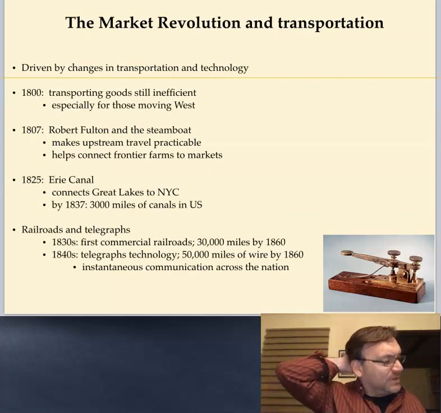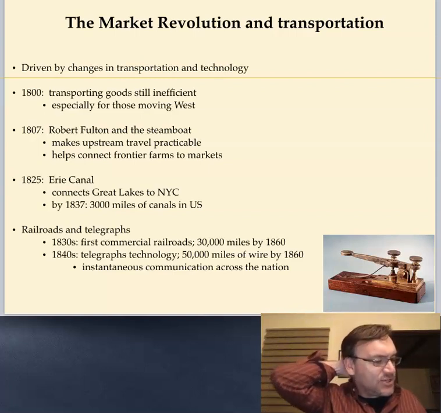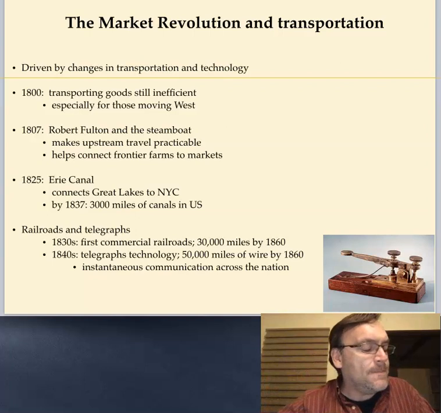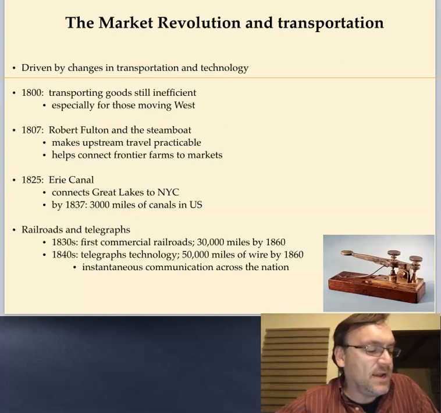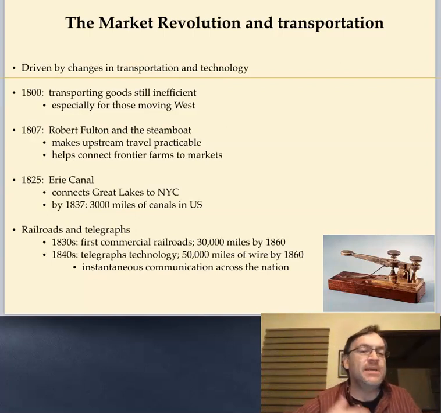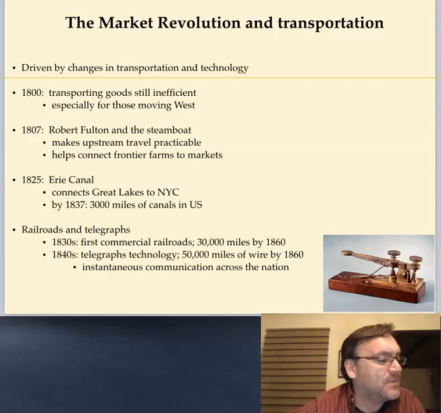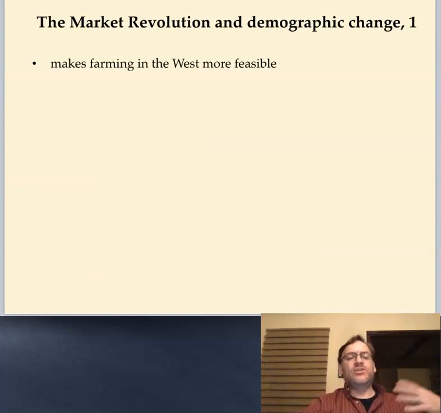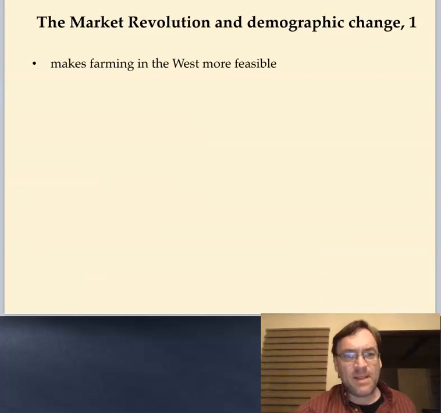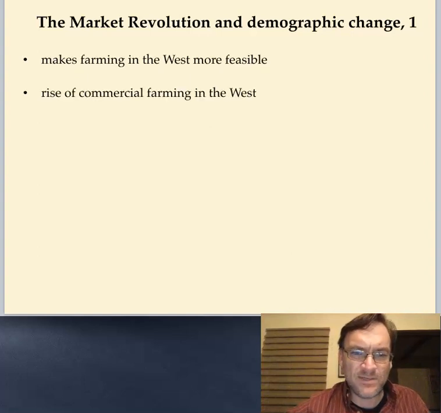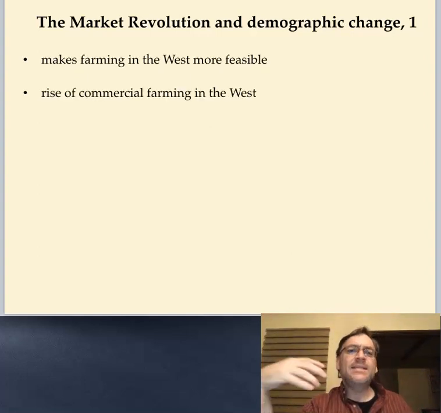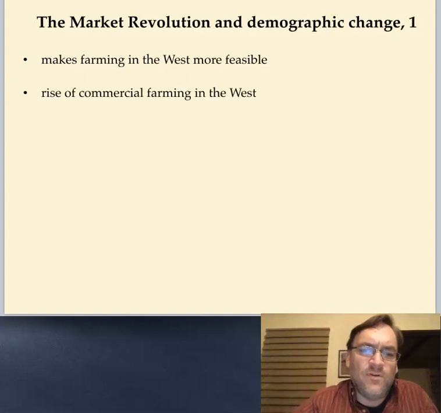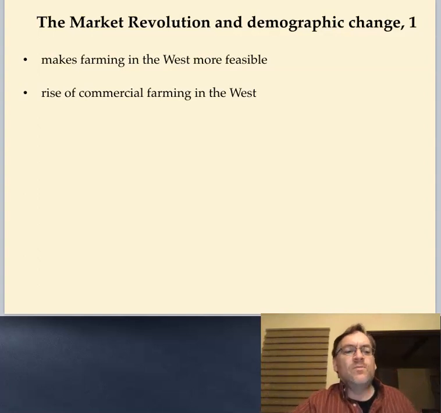So these improvements in transportation and communication allowed the Western states, the rise of Western states and territories, to begin to rise as powerful economic regions of the United States. These changes help make farming in the West more feasible, more practical, and you begin to see the rise of commercial farming in the West, meaning people aren't moving to the West primarily making goods for their own use.